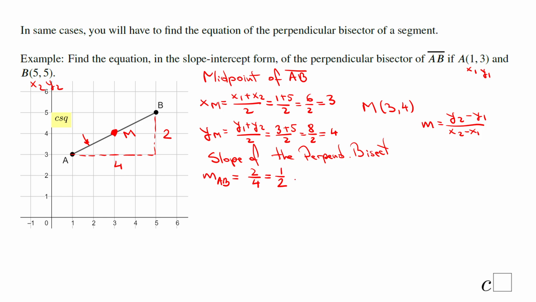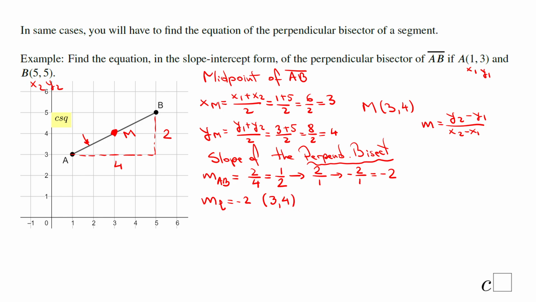So now I'm going to flip this guy. I'm going to make it 2 over 1. And I'm going to change the sign, negative 2 over 1. And eventually simplify, negative 2. We can do that. Alright. This negative 2 is the slope of, I'm going to call it L, the perpendicular bisector, this guy. And we have the point M that belongs to that perpendicular bisector.